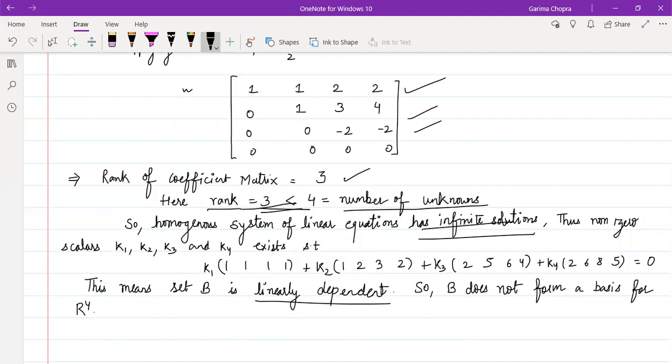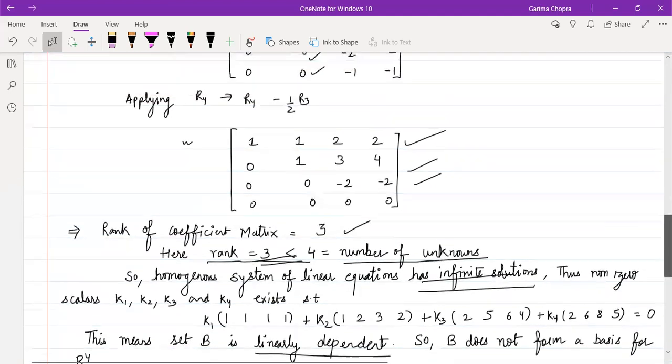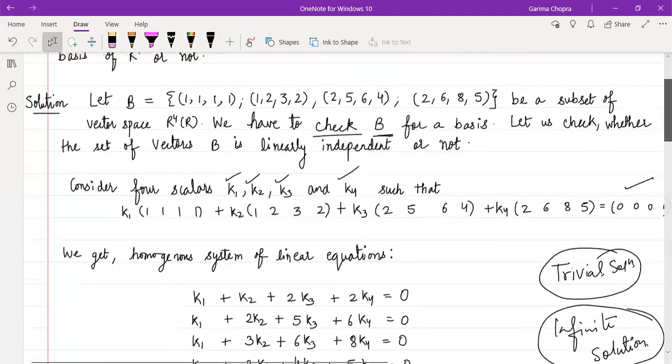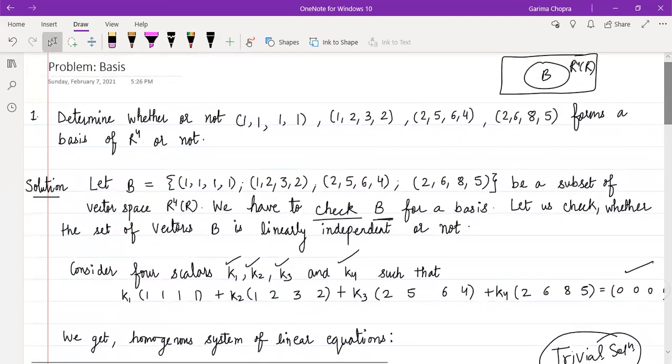For a basis, it is necessary that it should be a spanning set as well as linearly independent. So in this particular case, this given collection of 4 vectors will not form a basis of R4.